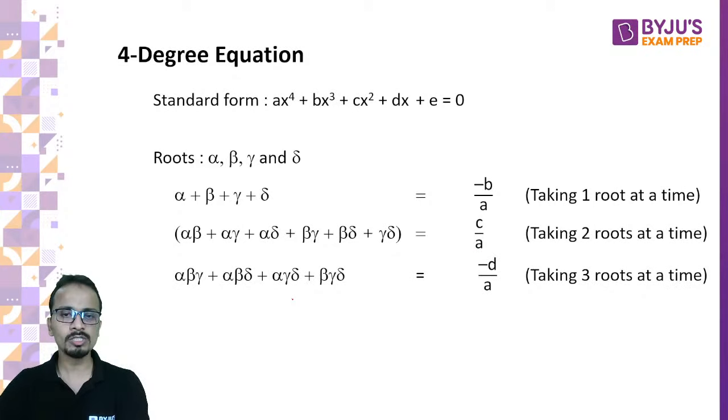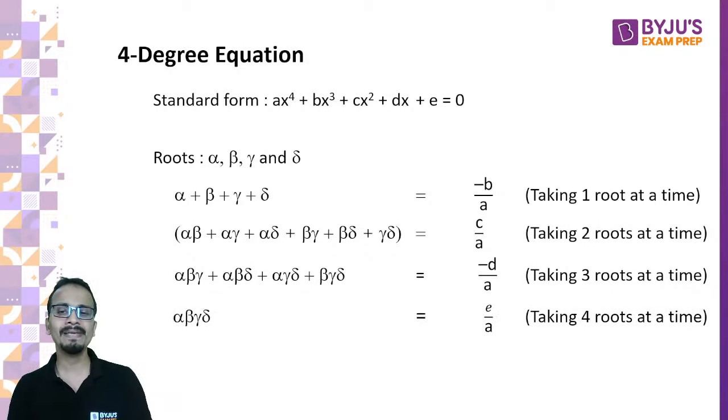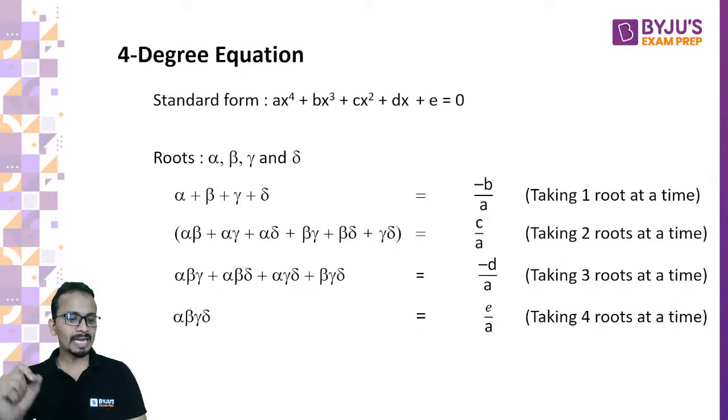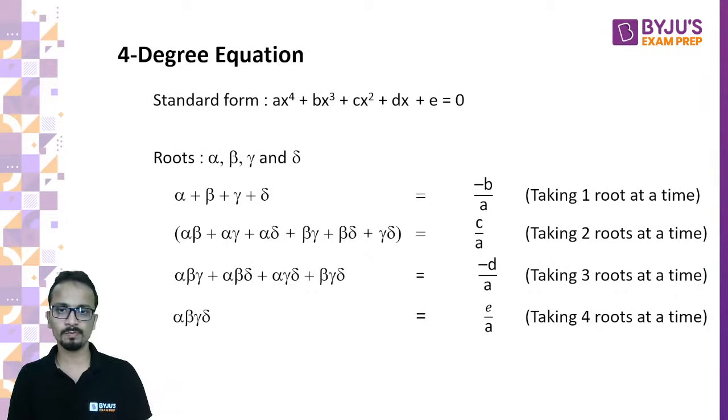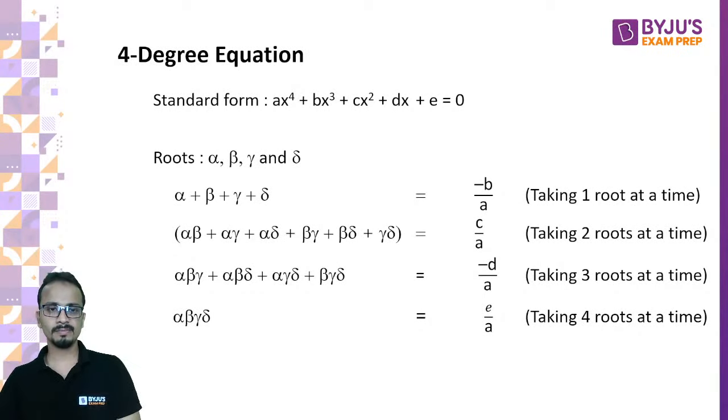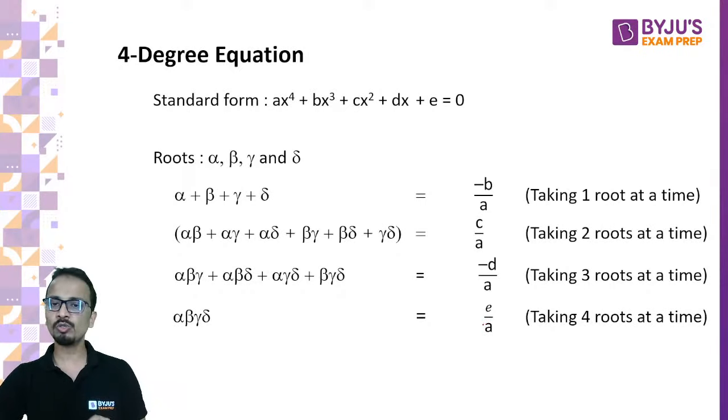The sum taking three roots at a time is minus d upon a. And the sum taking all the 4 roots, that means the product of the roots, will be e upon a. All right. I hope I am clear to each and every one of you. So minus b upon a, c upon a, minus d upon a and e upon a. These are the expressions for the sum taking one root at a time, two roots at a time, three roots at a time and 4 roots at a time.